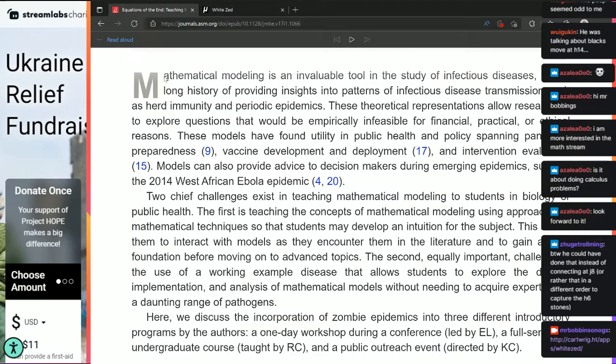Mathematical modeling is an invaluable tool in the study of infectious diseases, with a long history of providing insights into patterns of infectious disease transmission such as herd immunity and periodic epidemics. These theoretical representations allow researchers to explore questions that would be empirically infeasible for financial, practical, or ethical reasons. These models have found utility in public health and policy spanning pandemic preparedness, vaccine development and deployment, and intervention evaluation. Models can also provide advice to decision makers during emergent epidemics, such as the 2014 West Africa Ebola epidemic.